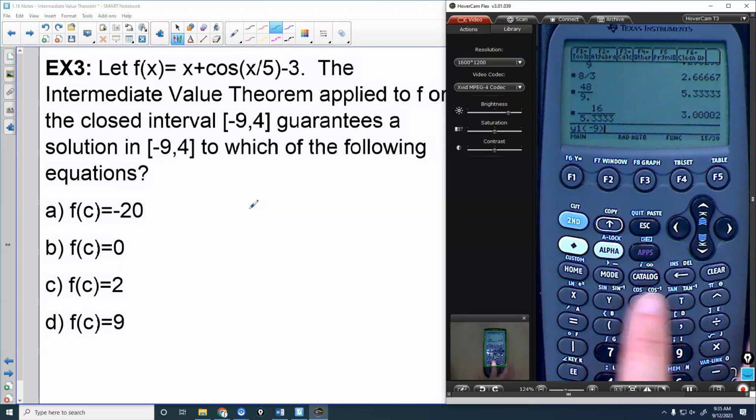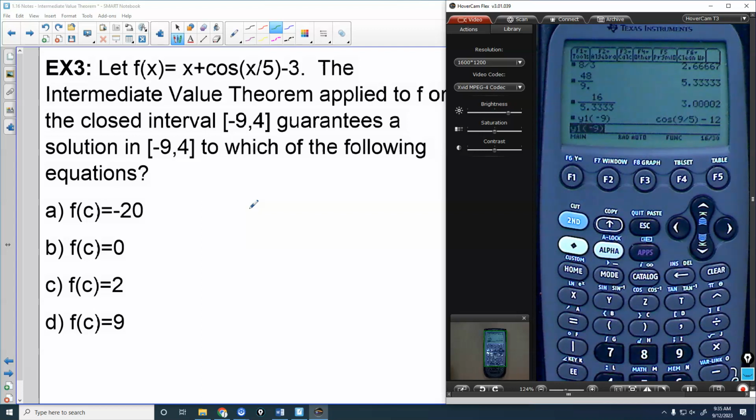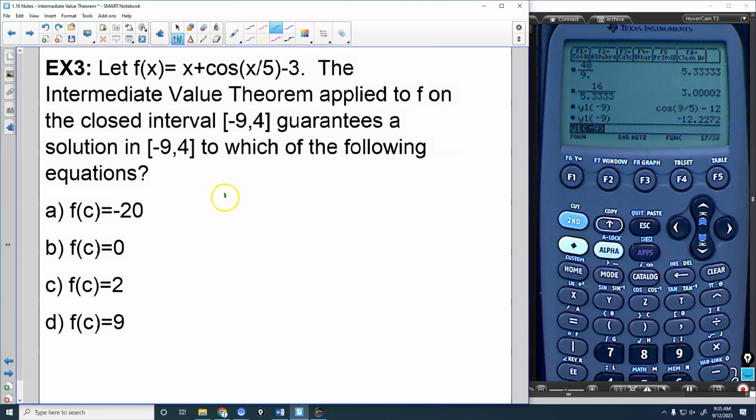So the y button is right beside your x button. And then the 1. There's not a special button for y1. I'm just typing a y and a 1. So this is going to plug that into my equation for me. So y1 of negative 9 is going to be this. That doesn't tell me a lot. Hit the green button and enter, and it'll give you an actual value for that. So we're getting over here that f of negative 9 is negative 12.2272.